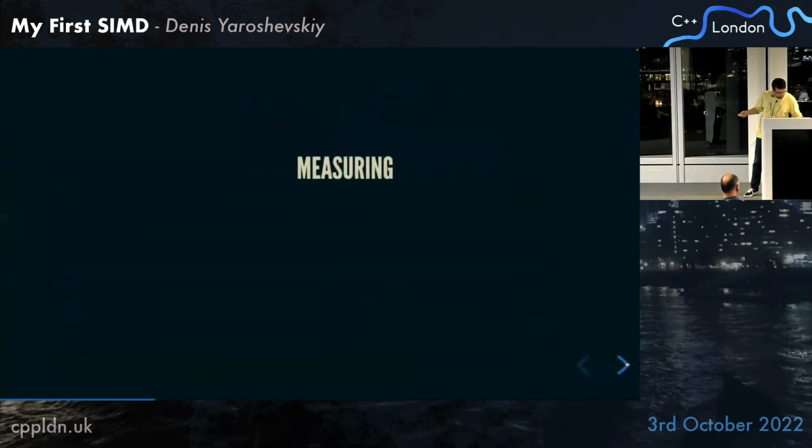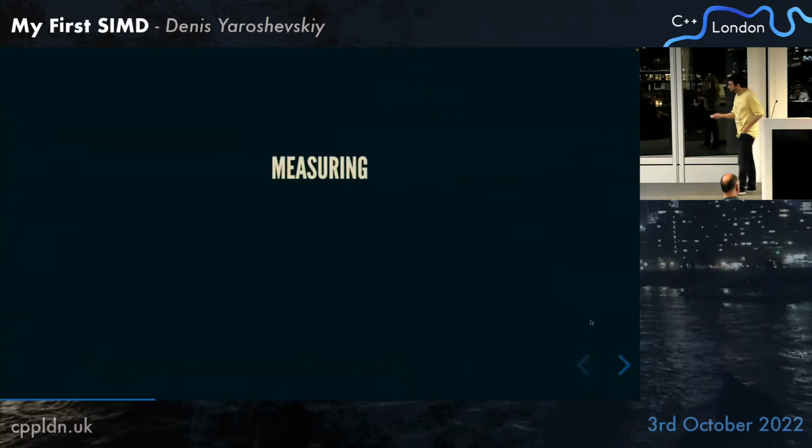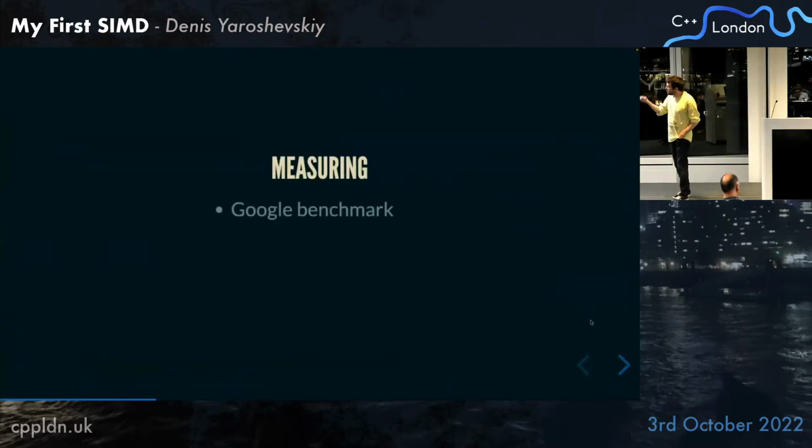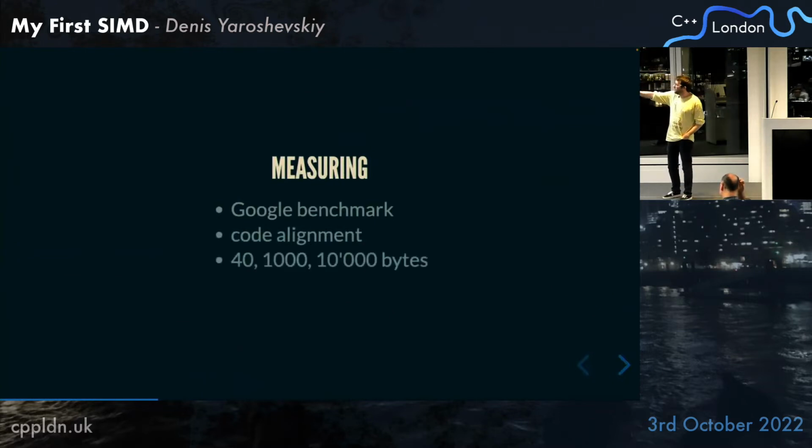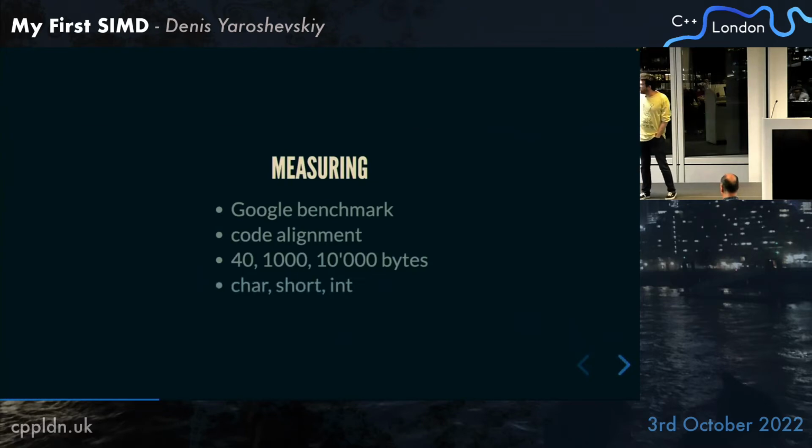And let's measure, right? So I use Google Benchmark. I have some way of dealing with code alignment. And I use 40, 1,000 and 10,000 bytes for my data, as you already saw. I use 40 bytes because small sizes are important, and between 1,000 and 10,000 bytes, some effects are only visible on 10,000 bytes. And I usually use char, short and int. I don't test floats because it takes a lot of time to run benchmarks. Nothing against floats.